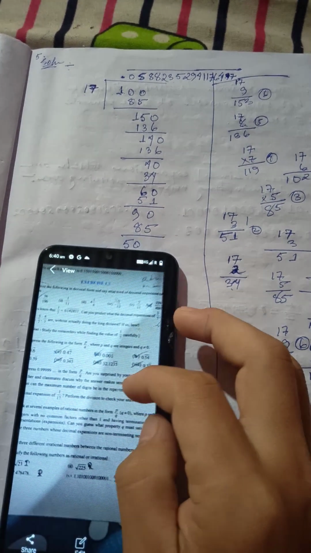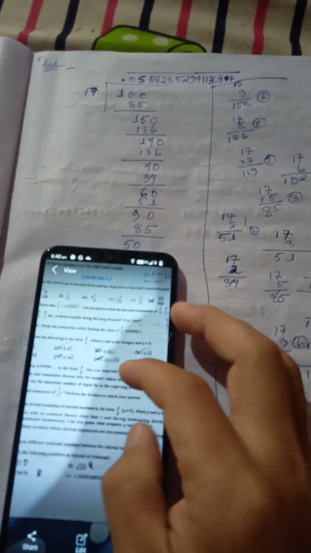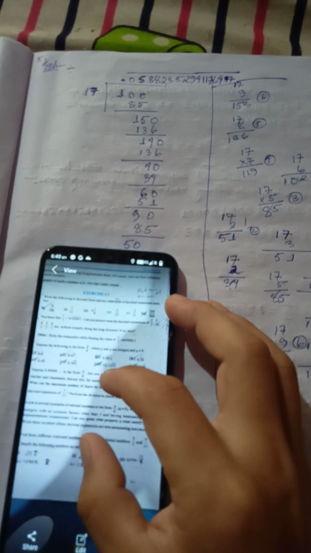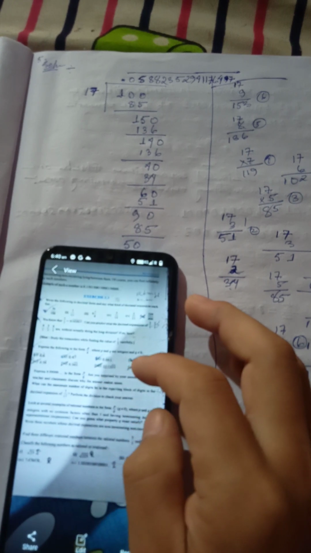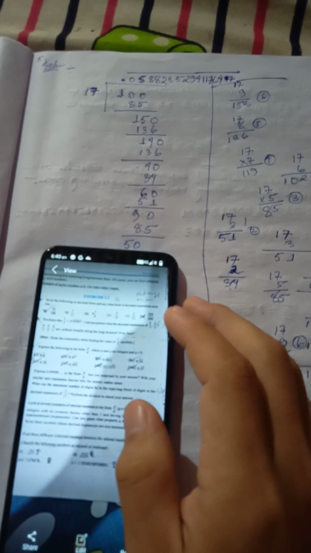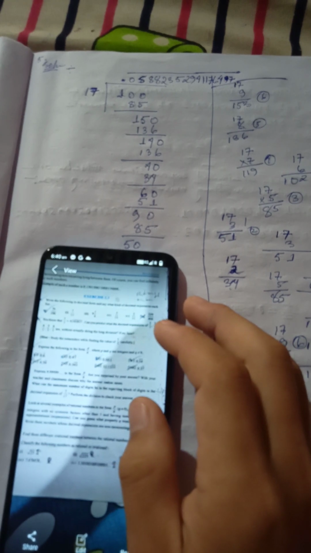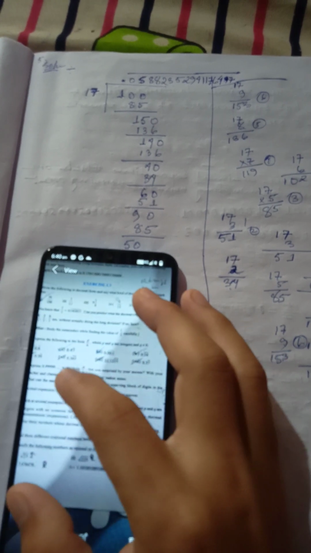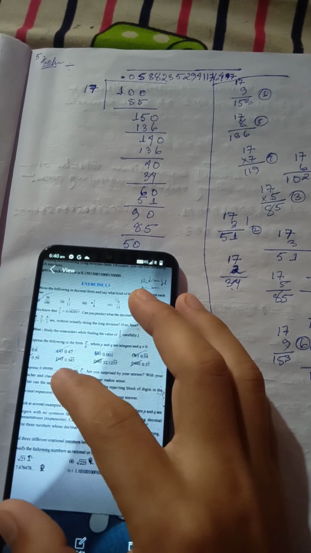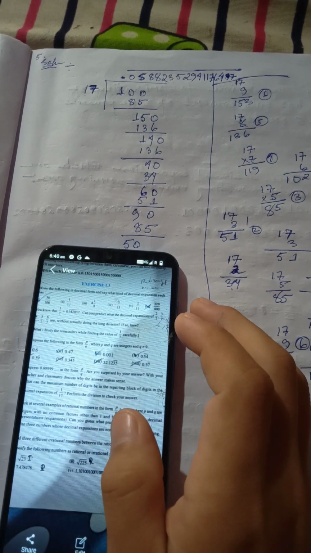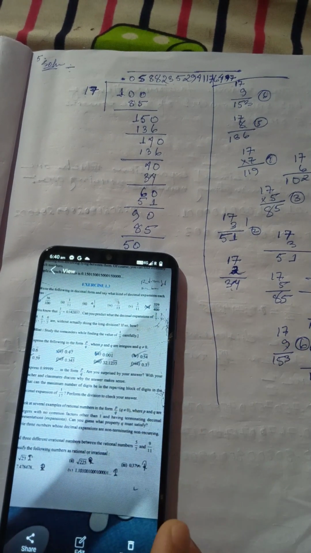What can be the maximum number of digits in the repeating block of digits in the decimal expansion of 1 by 17? Perform the division to check your answer. So we have to perform the long division method in order to check the maximum decimal expansion that we get from 1 by 17. Okay, so for that, let us proceed to the problem.